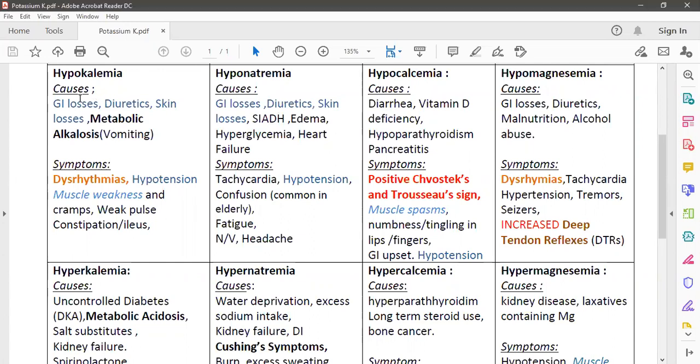Also, one more piece of information we have to know about hypokalemia: if you check ABG analysis, ABG stands for arterial blood gas analysis, it may show alkalosis. And on EKG, we can see a flat T wave, depressed ST segment, or prominent U wave.